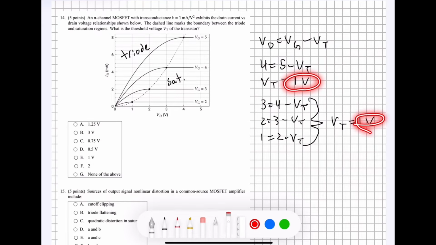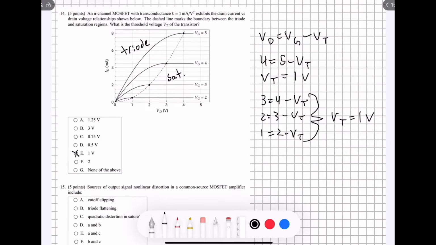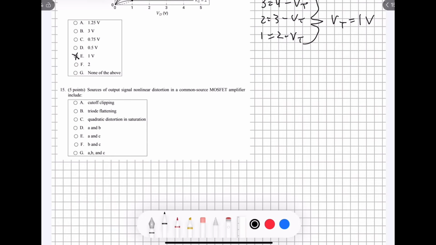And this is always going to be consistent. It's always going to give you the same voltage threshold. So we know that the answer for this problem is going to be 1 volt. Moving on to question 15.